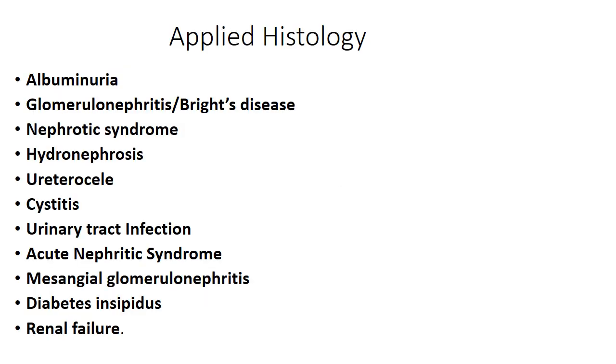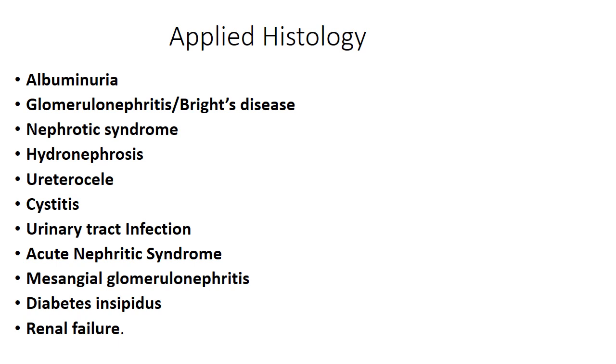Lastly, coming to the applied aspect of the kidney. There is a term called albuminuria. Presence of albumin in the urine due to increased permeability of glomerular endothelium is known as albuminuria. And the most common causes of albuminuria are hypertension, vascular injury and bacterial infection.